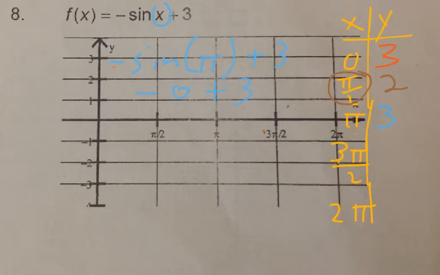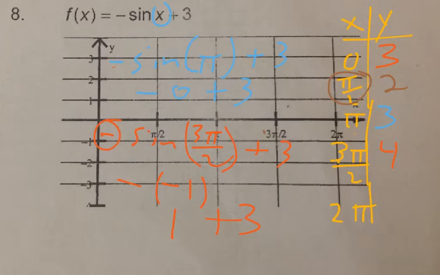Alright? Let's do 3 pi over 2, or sine of 270. So, if I have the negative sine of 3 pi over 2, which is 270, plus 3. Now, the sine of 3 pi over 2, guys, is negative 1. But then the negative in front here makes it positive 1 plus 3. So I get a 4 there.